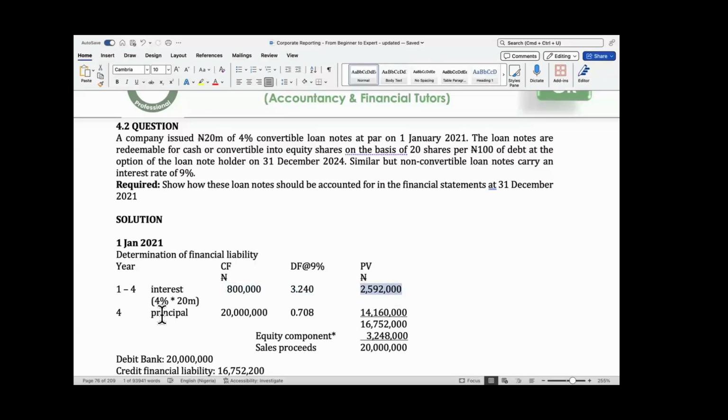You get the present value of the principal too, which is 20 million. This will be payable at maturity, which is in 4 years. The present value factor of that is 0.708, which is (1 plus r) raised to power minus n. R is 9%, n is minus 4. Punch your calculator, it gives you this. If you multiply 0.708 times 20 million, it gives you 14.1. When you add it to the PV of the interest, then we have the value of the liability.